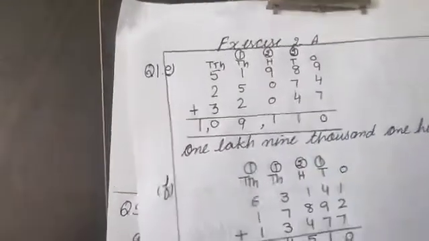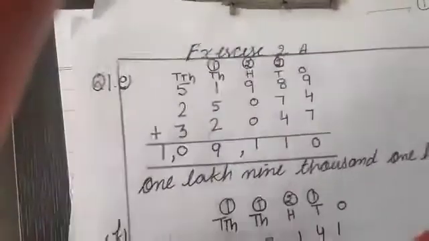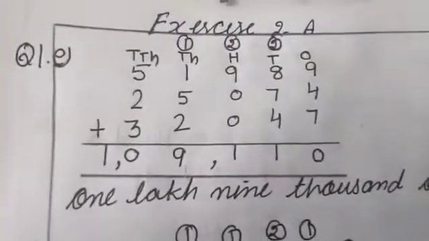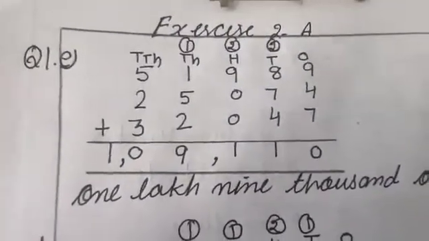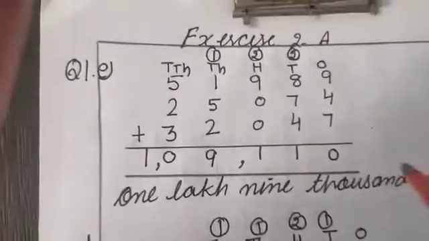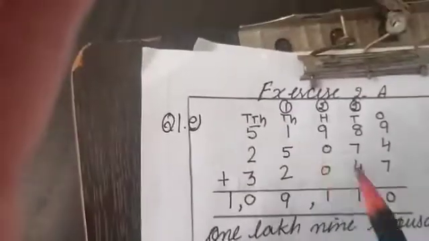Now we can start our exercise 2A. Here the heading is find the sum. A, B, C and D parts were very easy. In those questions only two numerals were given and we had to add them. But here three are given. So I have done this for you. So firstly I have written the digits.